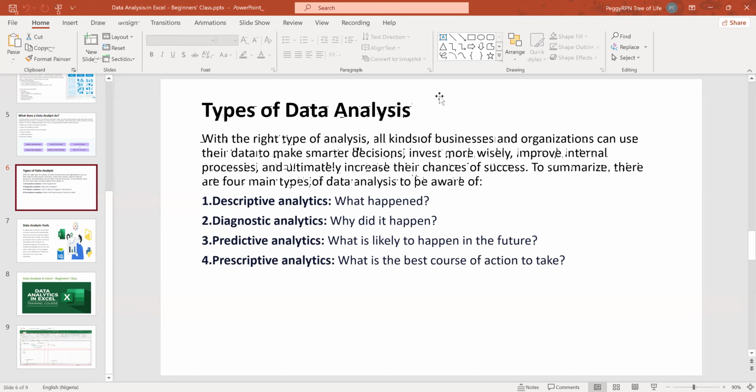So now decisions are not being made by guesses. Remember, we said that data analysis actually erases guesswork. And we're able to make smarter decisions, investing more wisely, improve internal processes, and ultimately increase our chance of success. So now you are not just guessing, you are precise.